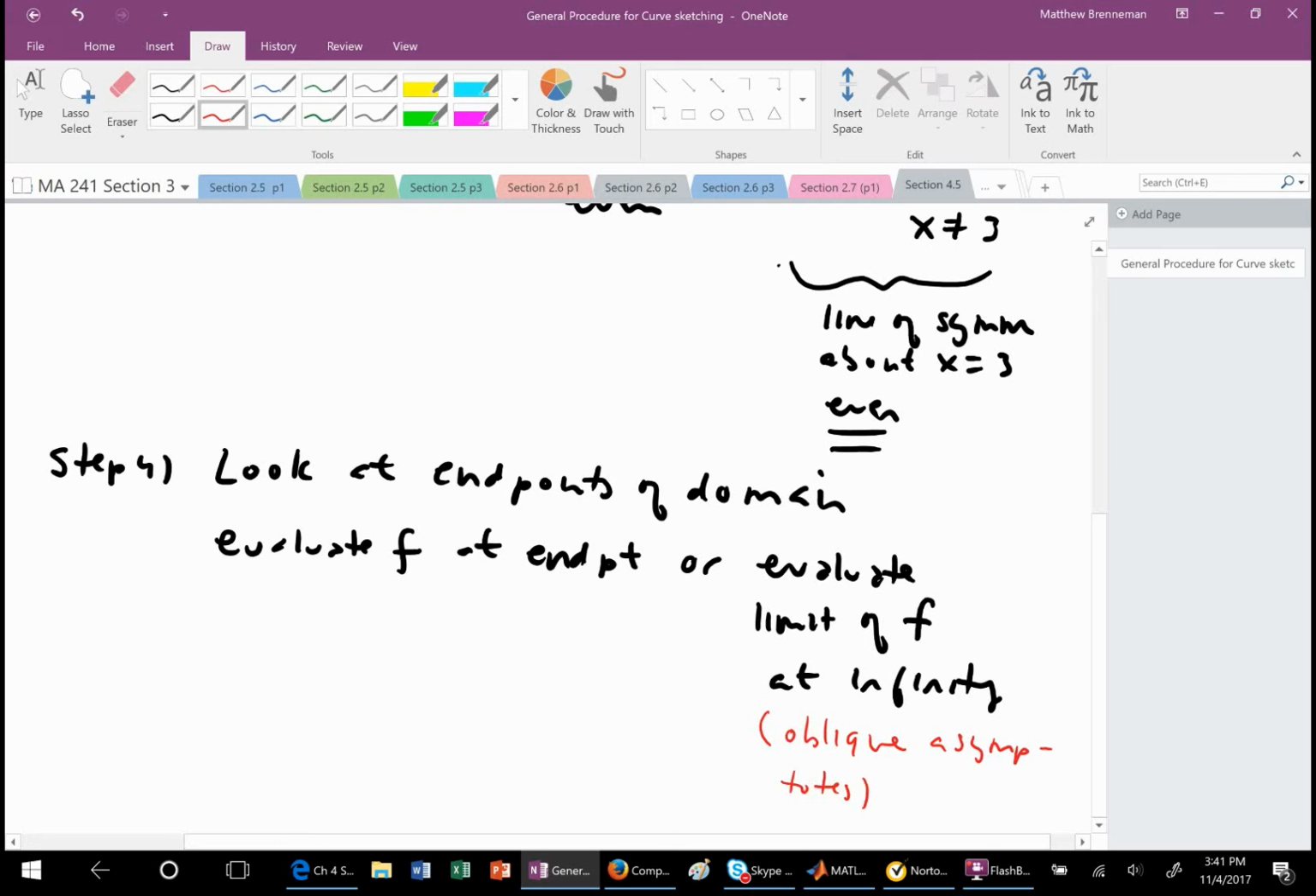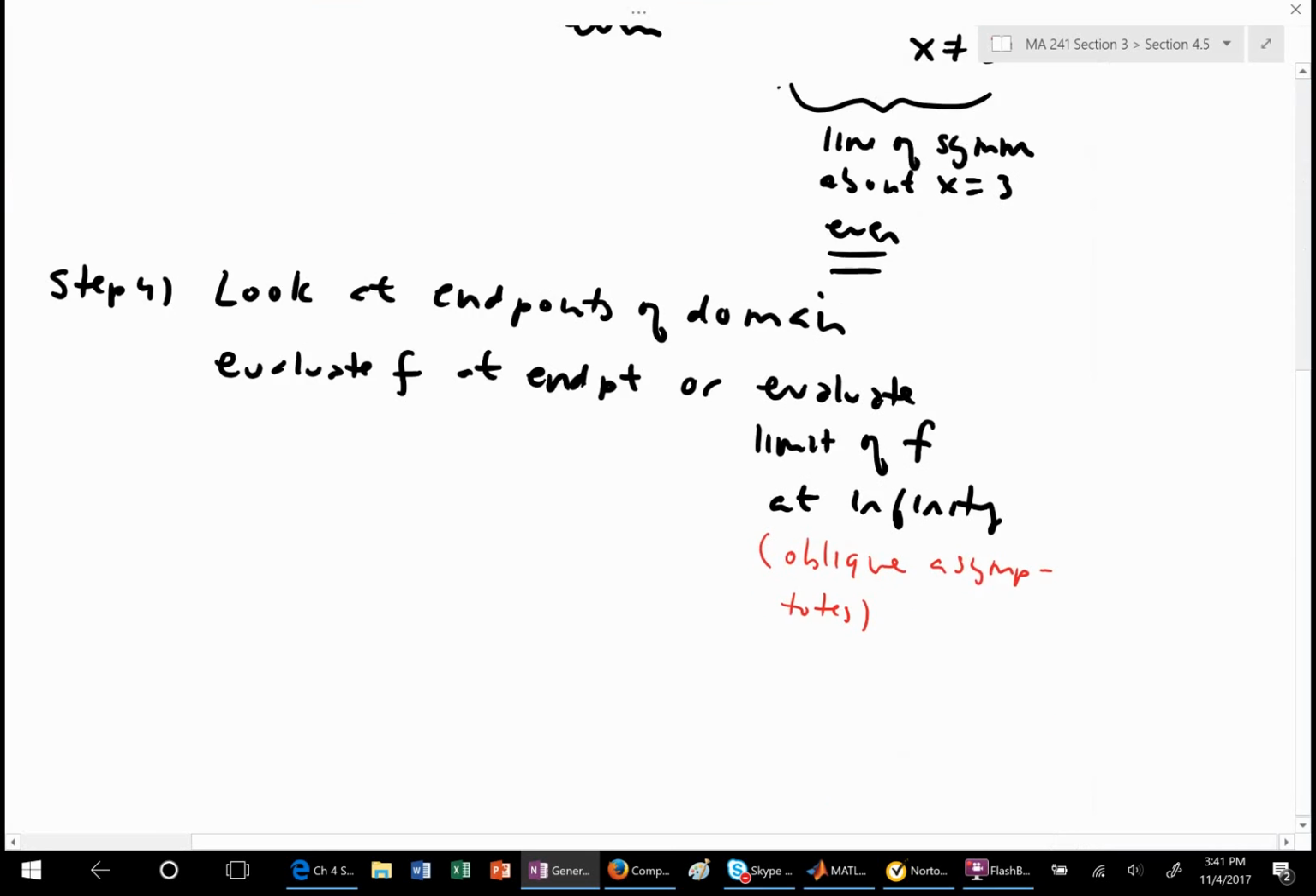I think the book calls them sloped asymptotes. Oblique just means something at an angle. It's not a horizontal, it's not a vertical, okay? So once we have this out of the way, now we're ready to start doing calculus.